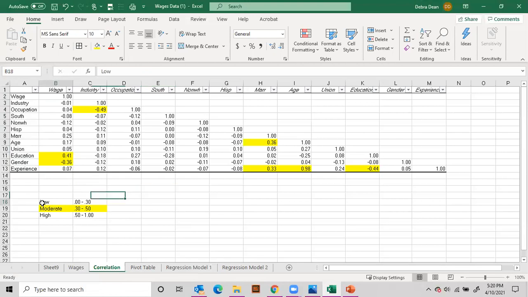So if you remember our basic key here, if we have 0.00, there is absolutely no relationship. And if we go up to 0.30, there's a low relationship. Moderate relationships are 0.30 to 0.50, and high relationships are 0.5 or above. In this case, we didn't have anything that was a high relationship, but we did have several moderates.